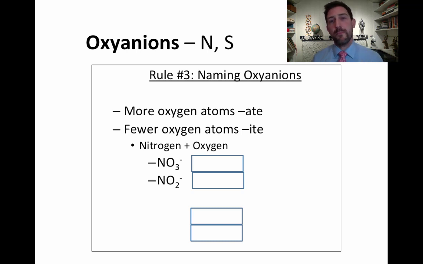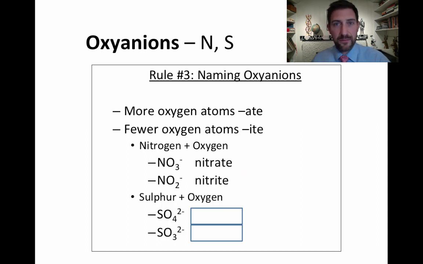Now, sometimes when they bond, you'll have one option that has several oxygens. You'll have one that has fewer oxygens. So chemists came up with a nice way to keep track of these. When nitrogen and oxygen bond, those are the two options that can pop up. NO3- and NO2-. So the first one is nitrate, because it has more oxygens. The second one is nitrite, because it has one fewer.